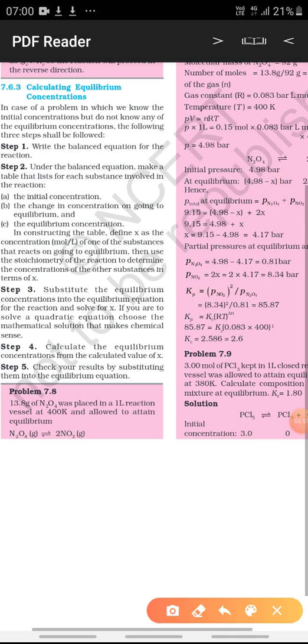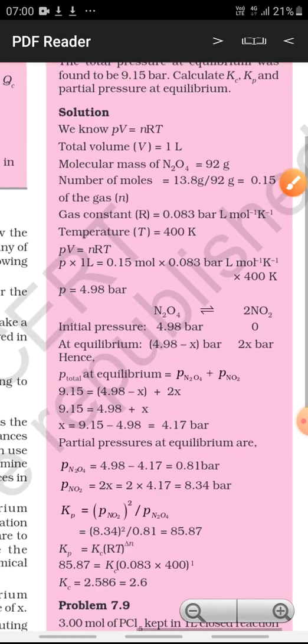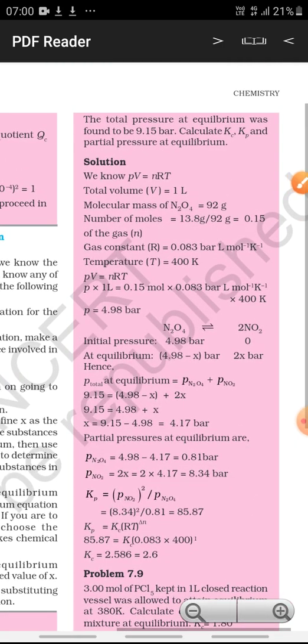Suppose we have 13.8 gram of N2O4. It is placed in a 1 liter reaction vessel and the temperature is 400 Kelvin. It is allowed to attain the equilibrium and form 2NO2. Now, the total pressure is given, it is 9.15 bar. We have to calculate the value of Kp, Kc and the partial pressure at equilibrium.